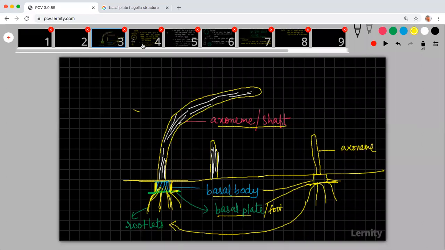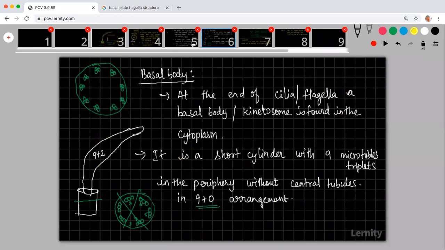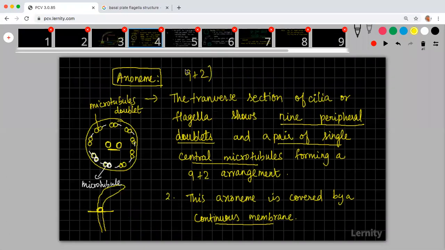And then we have studied what is axoneme. Axoneme has a 9+2 arrangement. Then you have the basal body. The basal body has a 9+0 arrangement. This is a triplet microtubule structure. This is a doublet microtubule structure.